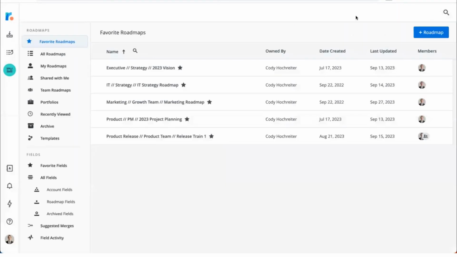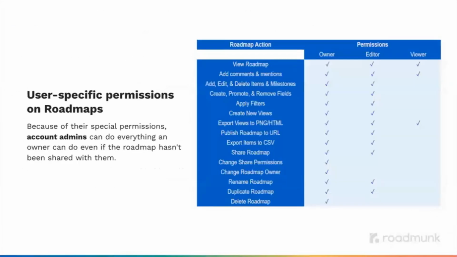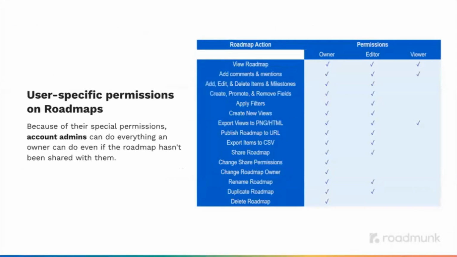So now that I talked about how to add a user, how to add a team and manage it, we're going to go on to just a little bit more details on what the difference between an owner, editor, and viewer have in terms of their permissions on not just a roadmap level, but you'll see here on the next slide, it also talks about on the portfolio level. So there's not that many differences between the two. And I'm just going to highlight a couple of things here.